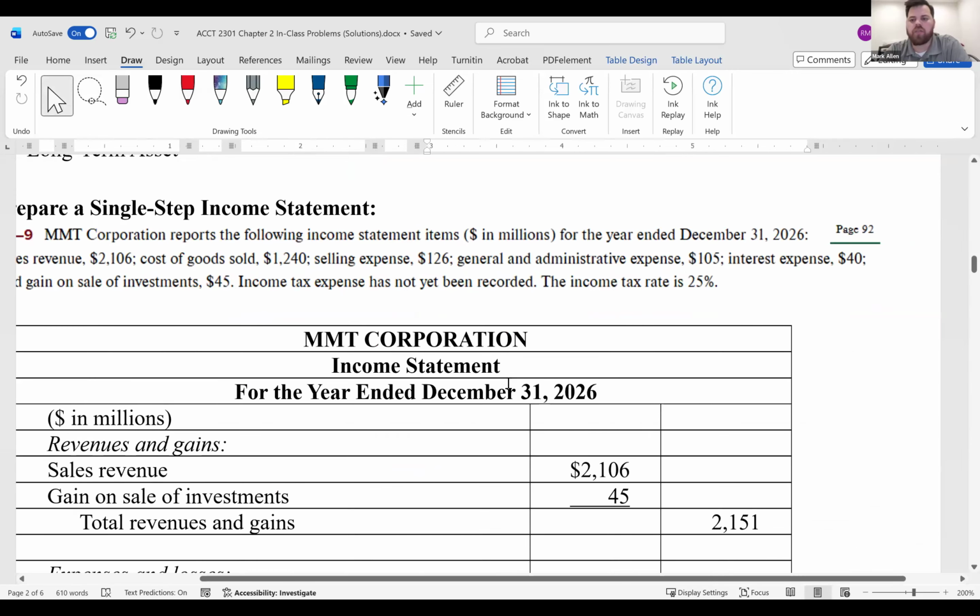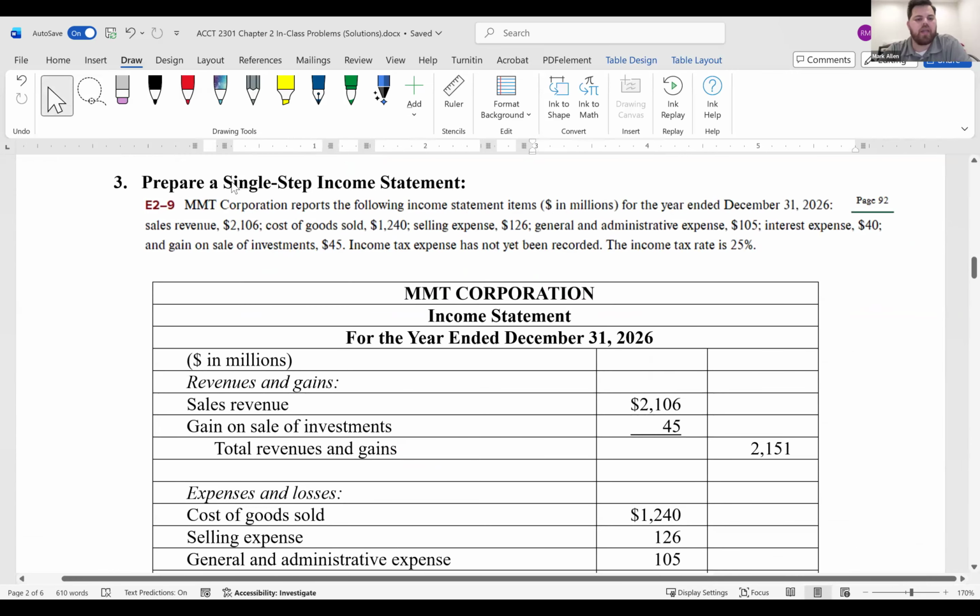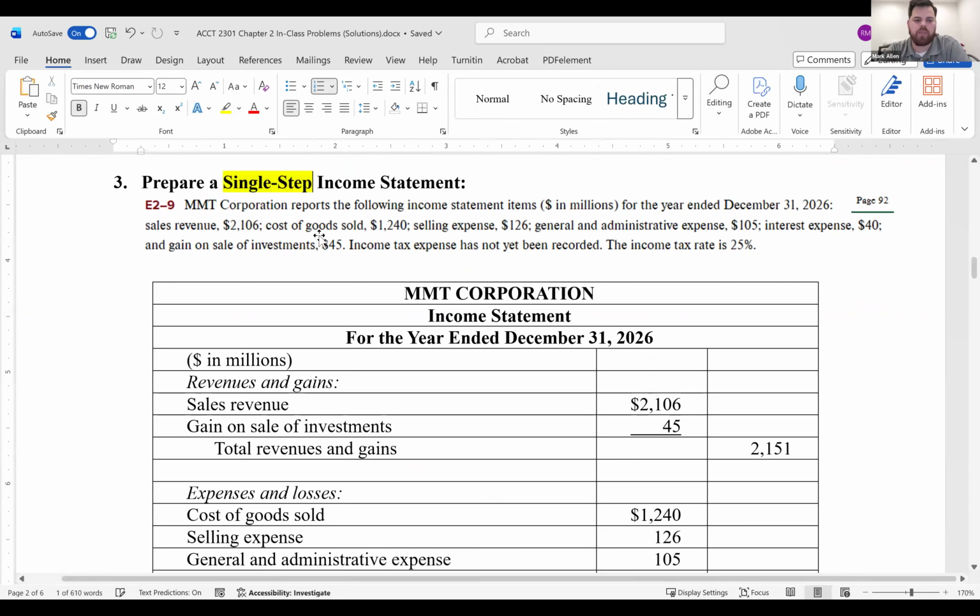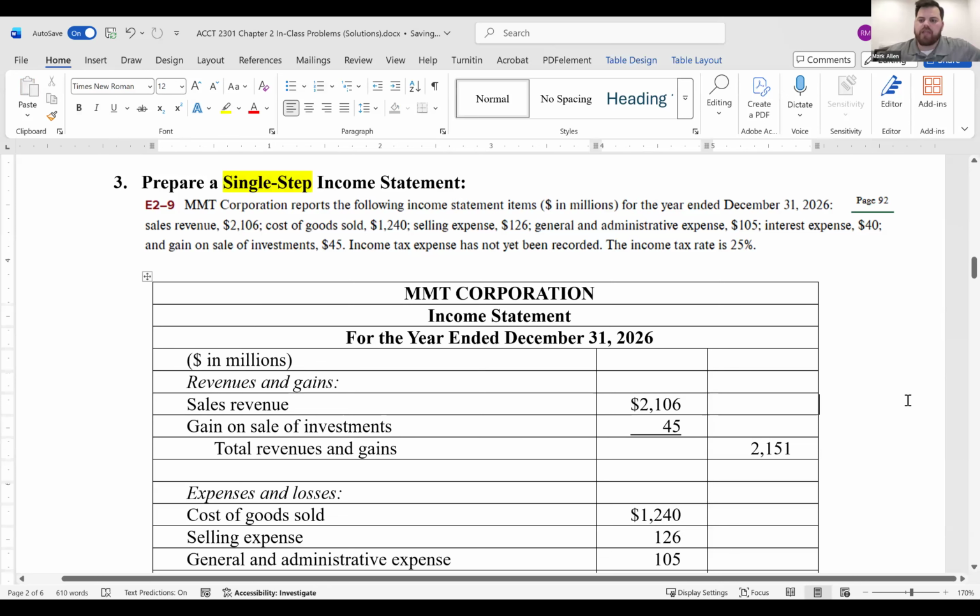Next, we're going to prepare our first income statement. And notably, this is what we will refer to as a single-step income statement. And much like the balance sheet, which had unclassified and classified, hopefully you can guess that if this is a single-step income statement, the alternative is likely the multiple-step or the multi-step income statement.